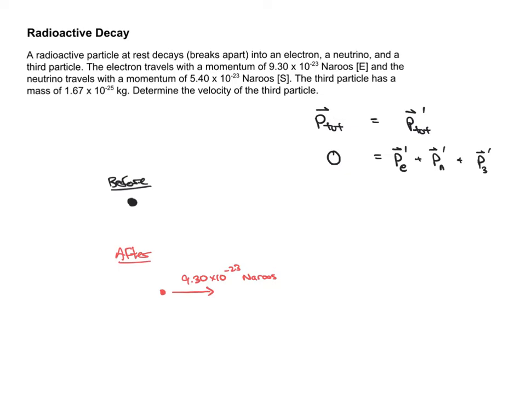And then the neutrino is another particle, and it gets blasted south. And its velocity is not given, but its momentum is. It's given as 5.40 times 10 to the negative 23 newton-seconds south.